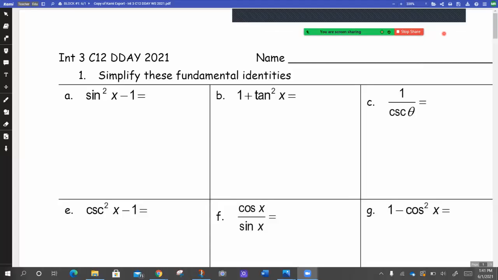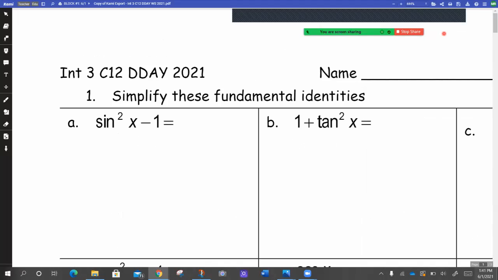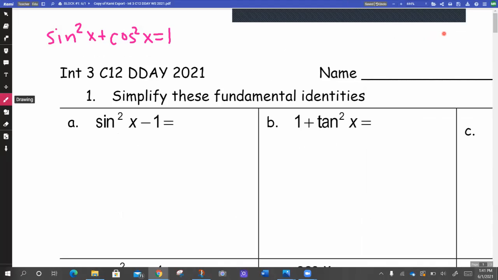So this is a video on the Chapter 12 D-Day number 1. I'm just going to jot up here a couple of formulas or identities. Sine squared x plus cosine squared x equals 1. If I was to divide everything by sine squared x, I would get a new one, which is 1 plus cotangent squared x is equal to cosecant squared x.